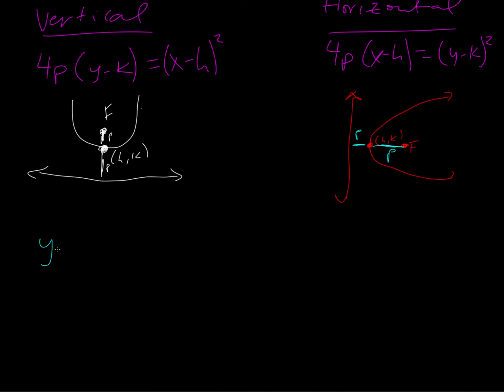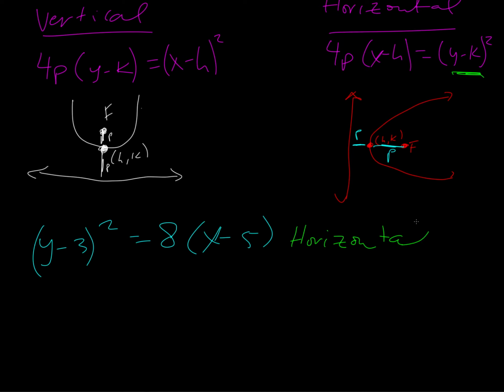So let's try one of these. If we have (y minus 3) squared equals 8(x minus 5), the first thing we want to do is label this as horizontal or vertical. Since the y is being squared, it must be horizontal. So we know it's going to look like this or like this, and that all depends on our p-value. If our p-value is positive, then it looks like this. If the p-value is negative, it's going to be on this side, and then have the directrix over there. We'll have the focus right there.